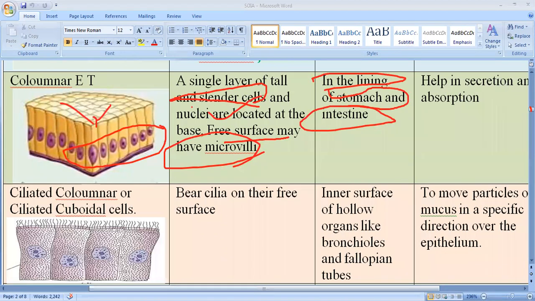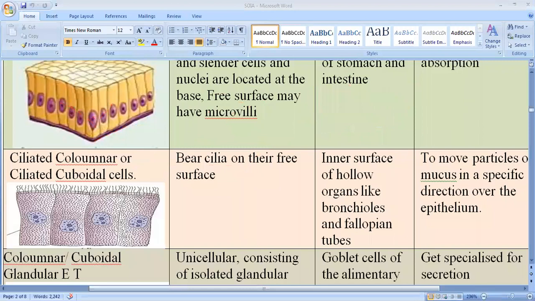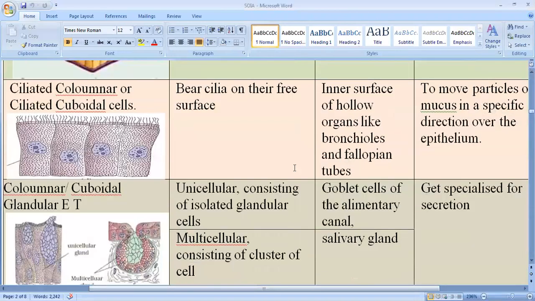So what we have discussed above, here you can say cuboidal epithelial cells are also involved in secretion as well as absorption. Next, they have given the ciliated columnar epithelial tissue, or you can say ciliated cuboidal epithelial tissue. What are the features? Features: they bear the cilia.